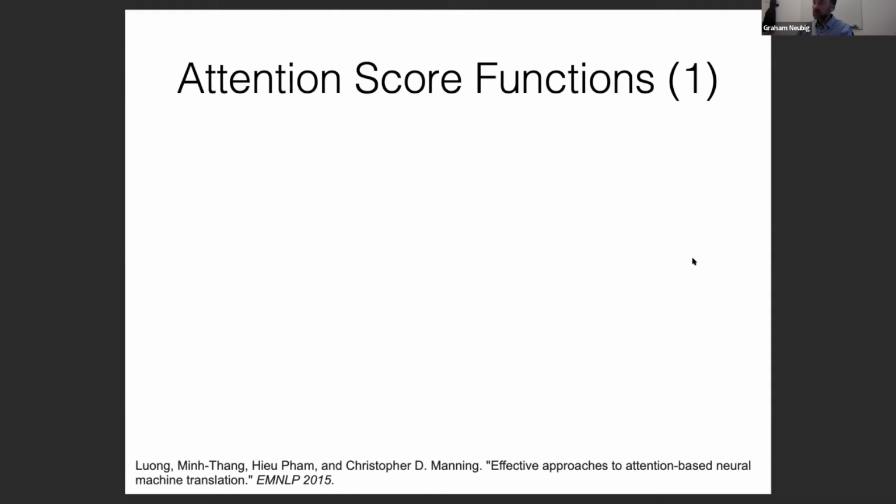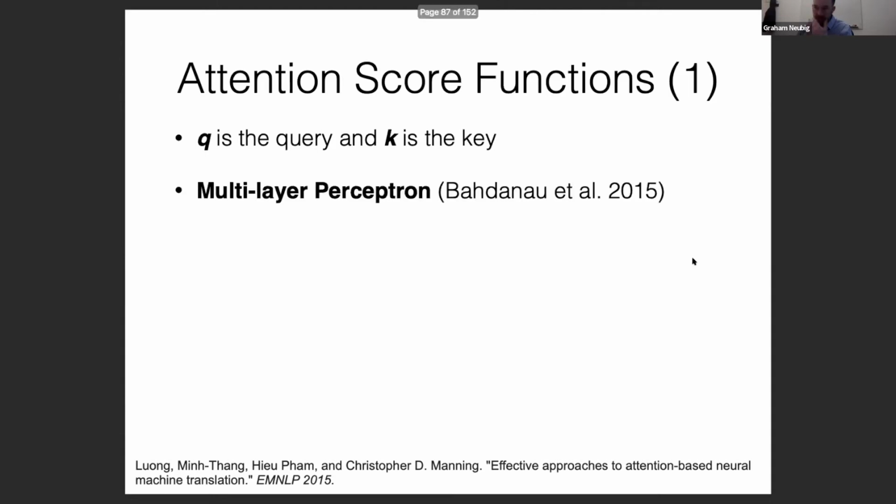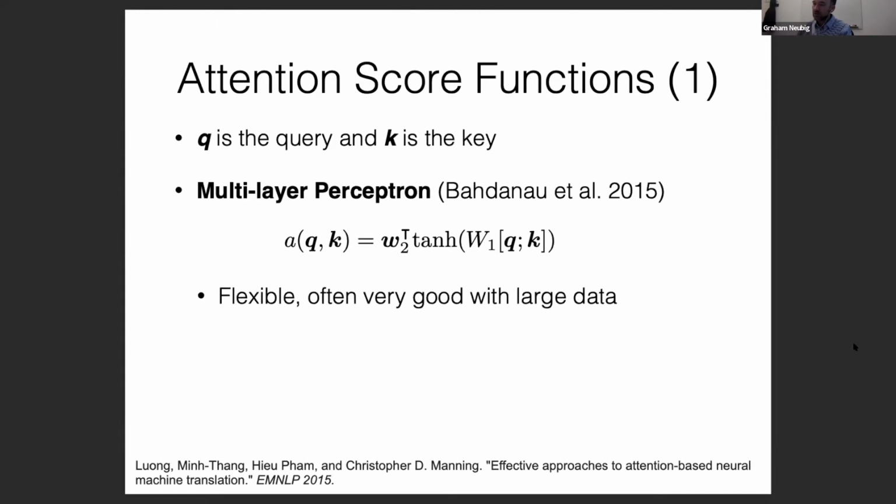So I left the actual function that we use to take in the query and the key vector underspecified. But if we assume that Q is the query and K is the key, we can do various things like feeding the query and the key into a multi-layer perceptron, where we concatenate them together, multiply them by a weight matrix, take a nonlinearity like the tanh, and multiply by another vector to get this value. This is flexible and often very good with larger data sizes.